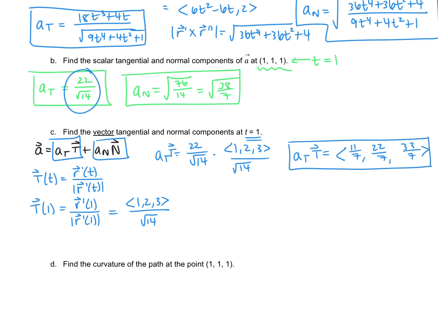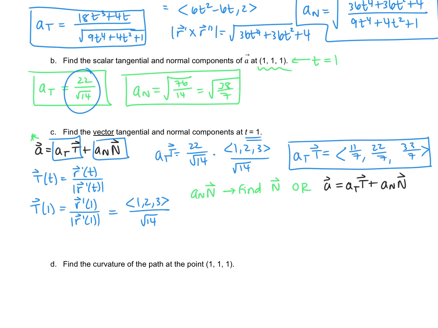We also need to find the vector normal component. So option 1 is actually to find the unit normal vector. Now, that's a little tedious, and I don't particularly want to do that. So what we can also do is go back to this initial equation that we have in black. So acceleration is the sum of the vector tangential and the vector normal components.